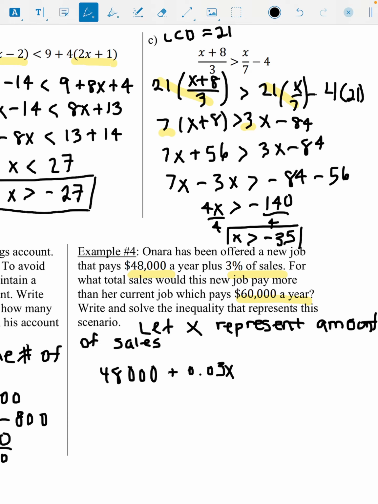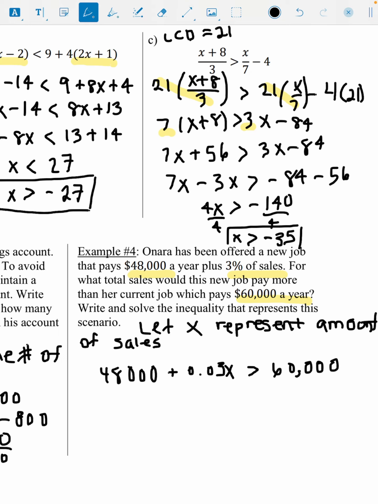X. Because the question is asking us what total sales would this new job pay more than her current job? And she makes 3% of sales, so 0.03x is how you would represent how much she makes from sales. And her current job pays $60,000 a year, and we want to know when she would make more money than her current job. So this new job, which is the 48,000 plus 0.03x, should be greater than the amount she's making at her current job, which is 60,000.